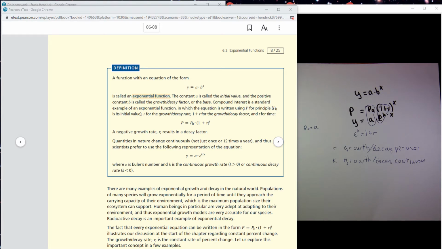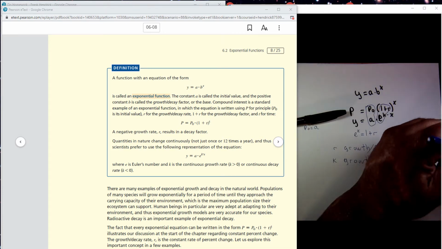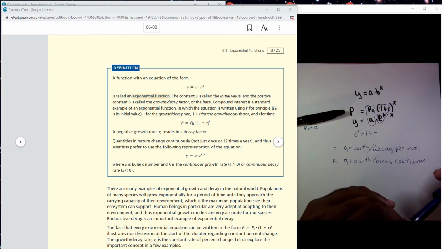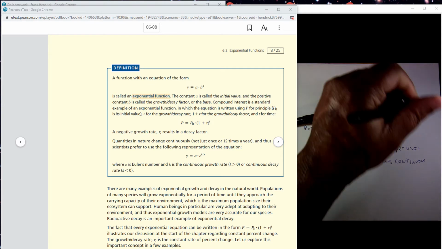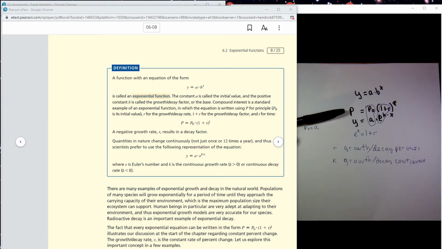Compound interest is a standard example of an exponential function in which the function is written in this form here, using P, for example, P0 for the initial value, and R for the growth decay rate, and they have T for time in this one here. When I have X there, they put a T for time. So you can see the relationship between the two.